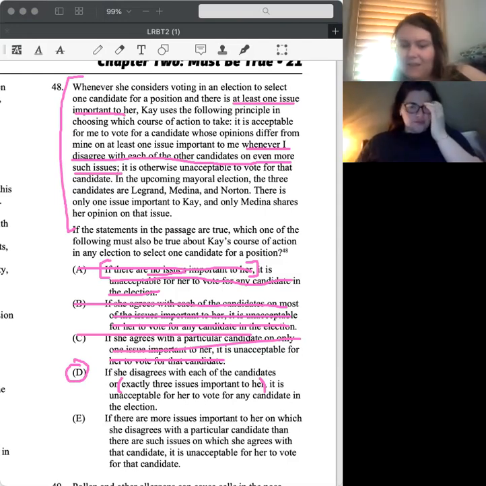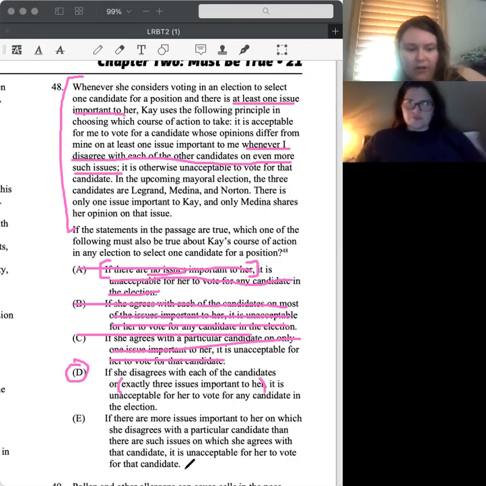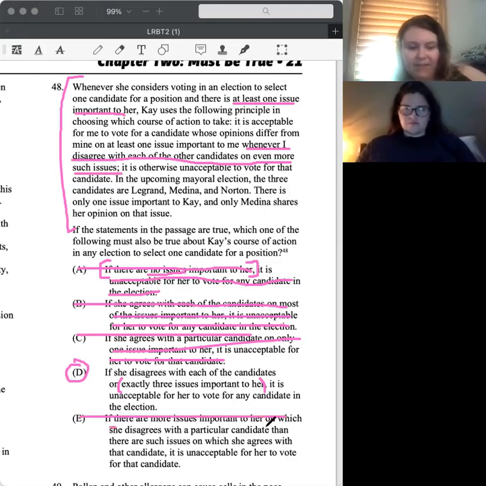All right, and what about E? If there are more issues important to her on which she disagrees with a particular candidate than there are issues on which she agrees with that candidate, it is unacceptable for her to vote for that candidate. No, that has nothing to do with it. We have no comparison going on in ours, where we're like, oh, she agrees more on these issues than these other issues. That's irrelevant. We don't know what happens there. And so our answer is going to be D.